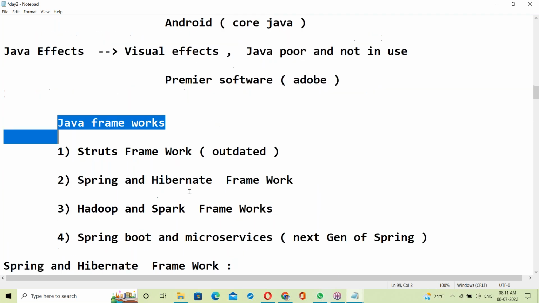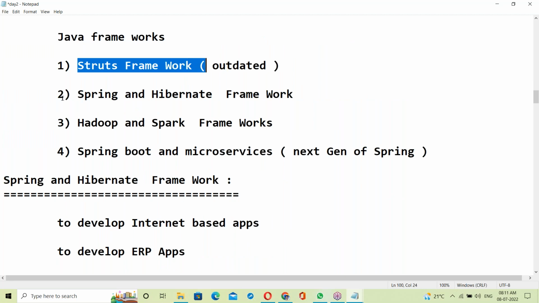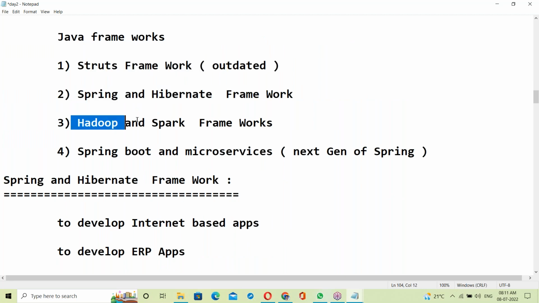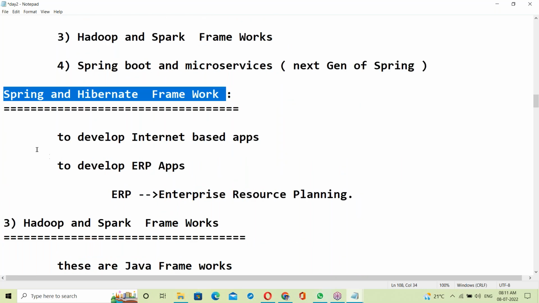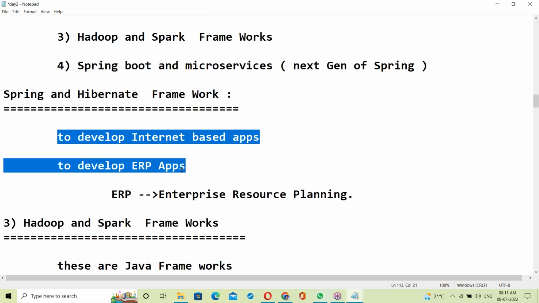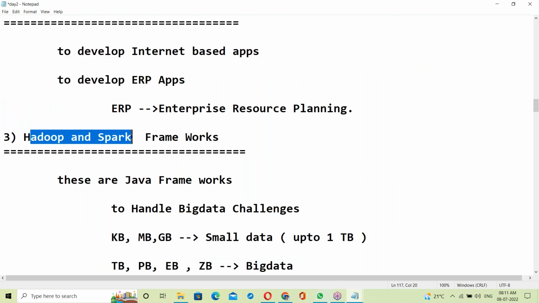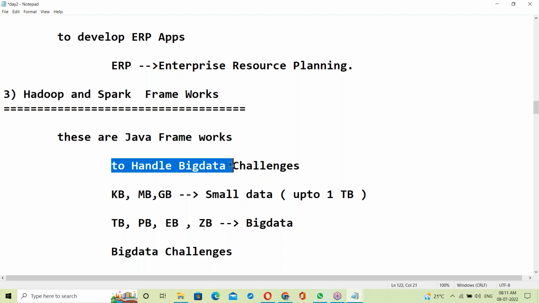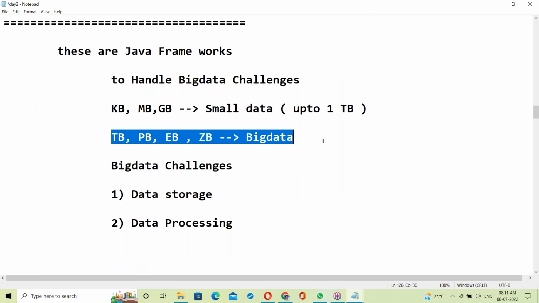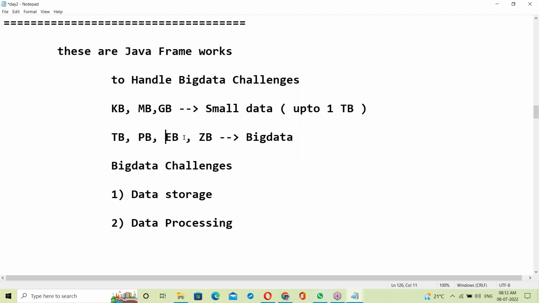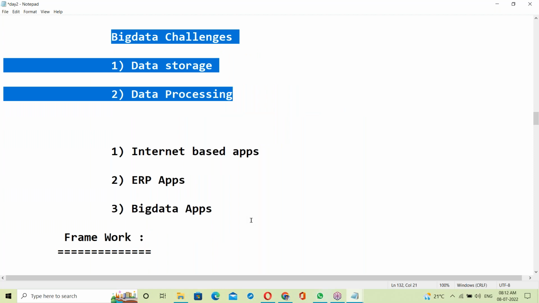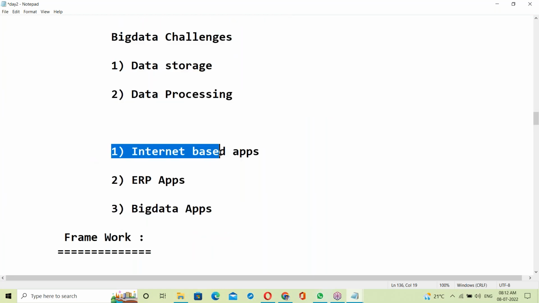Next, these are the Java frameworks: Struts, which is outdated, Spring and Hibernate, Hadoop and Spark, Spring Boot and microservices. Spring and Hibernate are used for internet-based applications and ERP application development. Hadoop and Spark handle big data challenges. Data in the range of terabytes, petabytes, and zettabytes is big data; the main challenges are data storage and data processing. So with Java, you can develop internet-based applications, ERP applications, and big data apps.